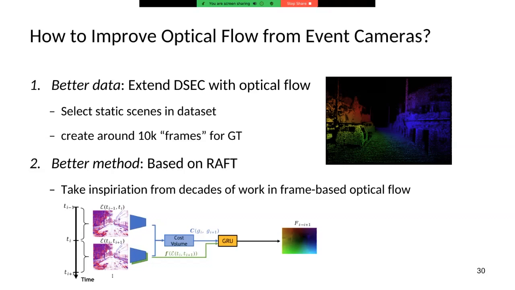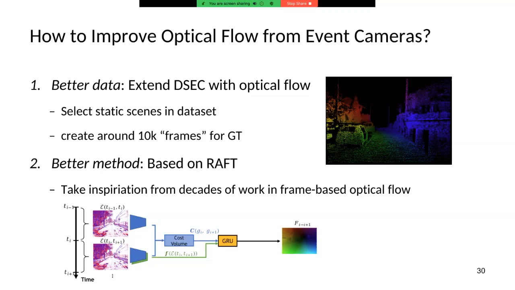And for that, we were working on an extension of DSEC where we simply went through the data set and extracted static scenes. Because if you have a static scene, it's relatively simple to extract optical flow, although it's not perfect. For example, for moving objects, you don't have the ground truth, but at least for static scenes, you have it. And then we created a relatively small data set of around 10,000 frames for ground truth. A ground truth frame looks like that on the right that I showed.